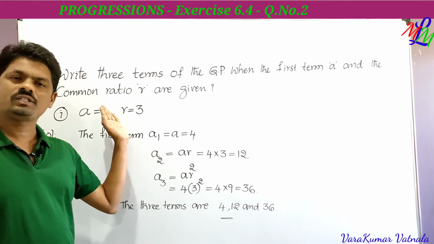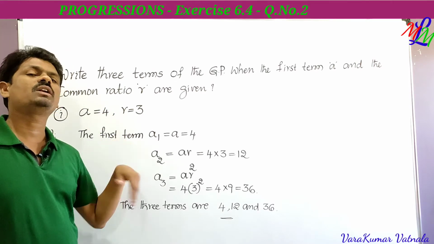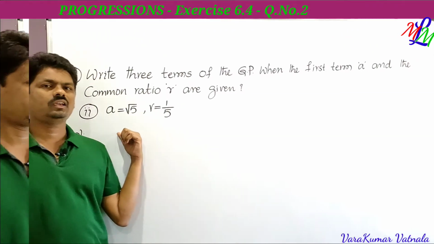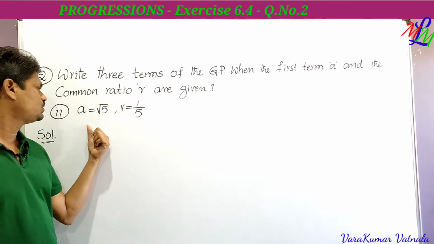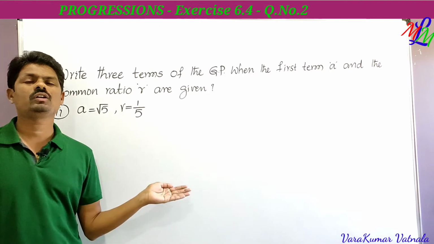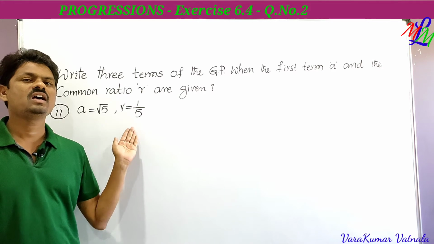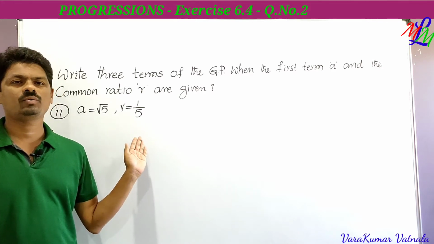Totally there are 4 bits in the second problem. This is the first bit. Next we have to solve the second bit. This is the second bit in the second problem. A is equal to root 5, R is equal to 1 by 5. He is asking us to find the three terms of the geometric progression.